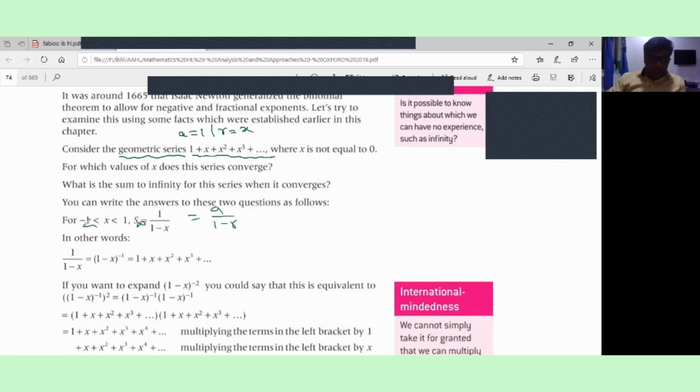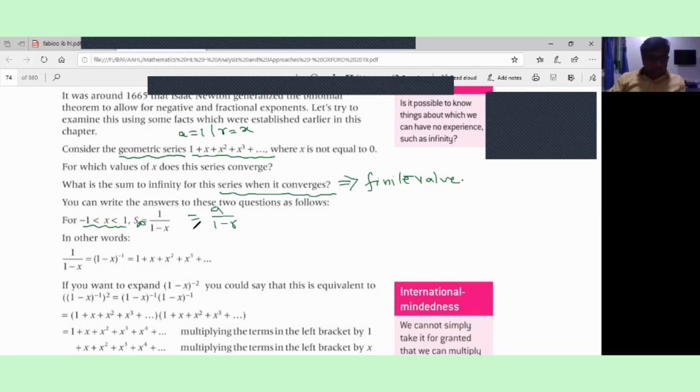The only condition that you should have is this. When finding the sum to infinity, if you have this condition, the series converges. That means it converges to a finite value. You understand this? So this is what you have.